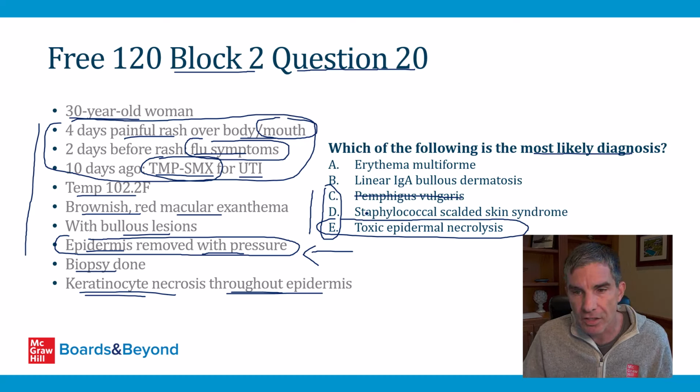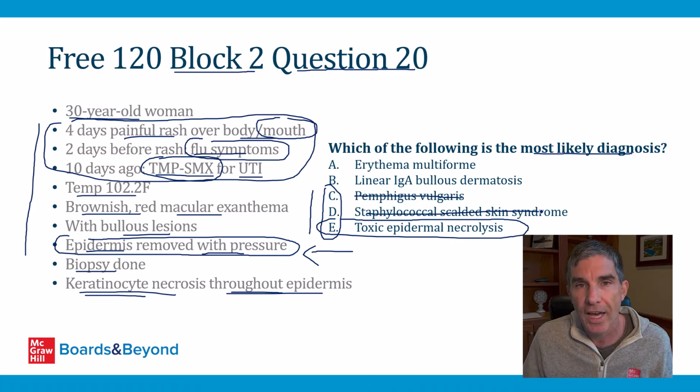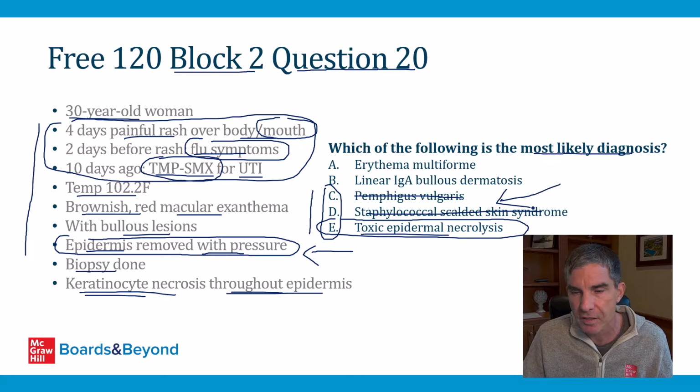And then staph scalded skin syndrome can look something like this. It does have Nikolsky sign, but that's always going to be in a kid who had a staph infection, usually impetigo or some other staph infection, and then started to have this diffuse red rash with Nikolsky sign. So the presence of Nikolsky sign and the prior exposure to the sulfonamide really makes answer choice E the classic right answer. It doesn't really fit with any of these other choices.